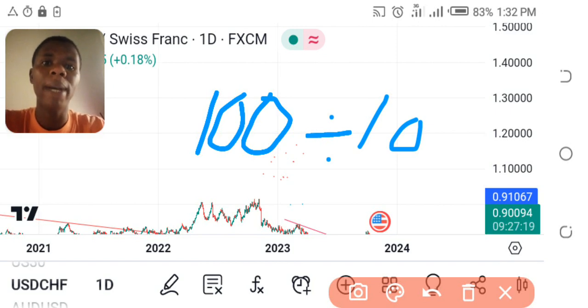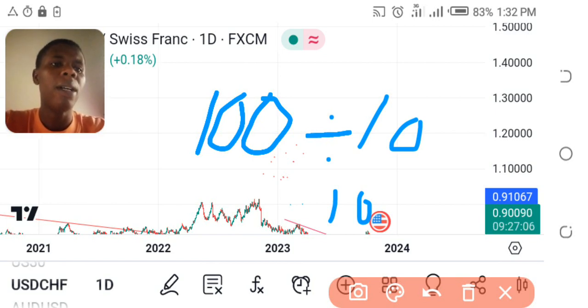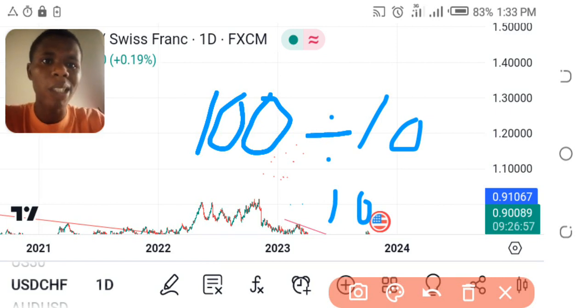Now if we divide it by 10, we'll see that we have 10 opportunities to trade. The answer will be 10, because we have 10 opportunities to trade. Now what we're going to do is ask: how many times do I need to trade to blow up this $100 account? I need 10 trades.